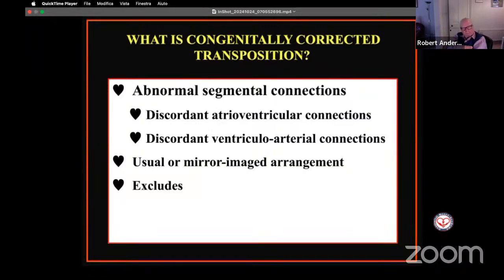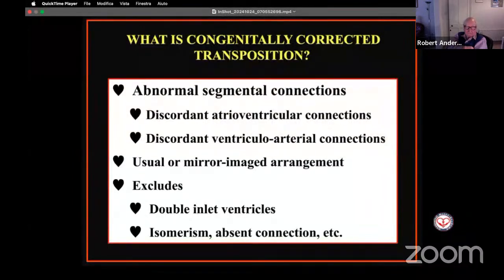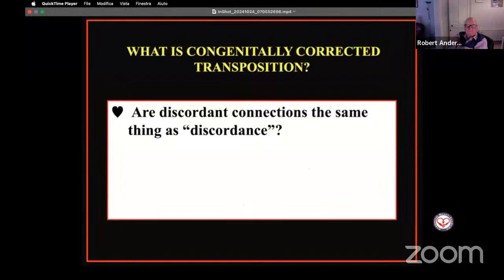But it excludes the situation where you have double inlet ventricles. There can be left-handed topology with double inlet ventricles, but that is not congenitally corrected transposition. It also excludes the situation where we have isomeric atrial appendages or absence of one or other of the atrioventricular connections. So what are we discussing? We are discussing discordant connections.